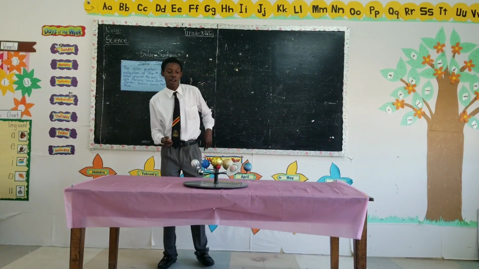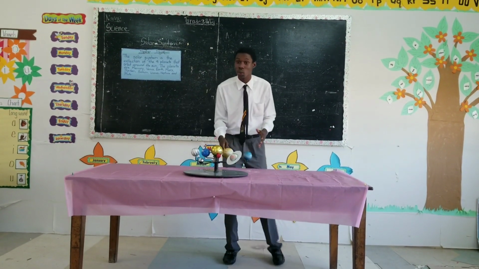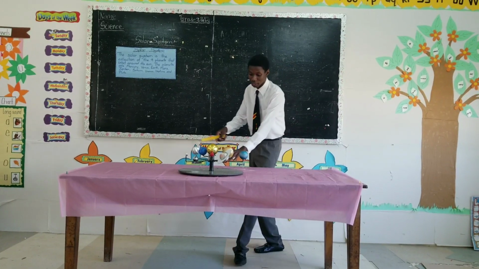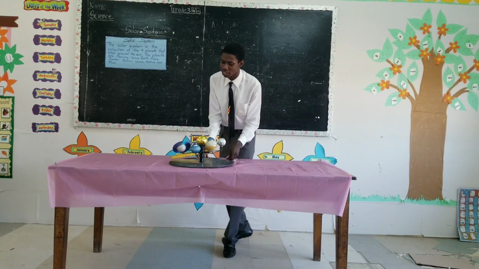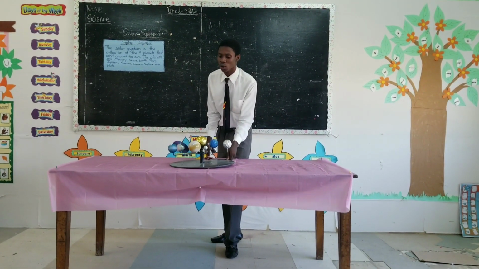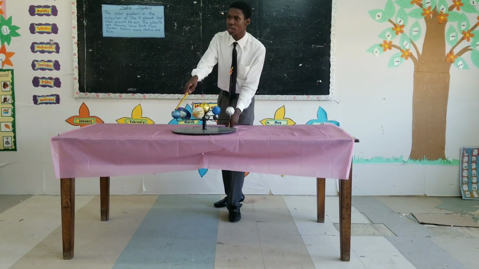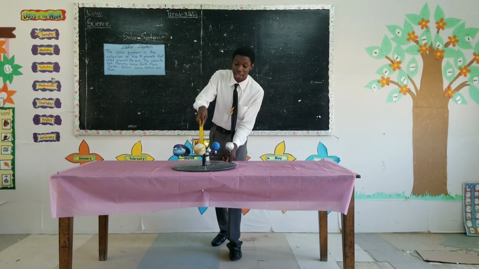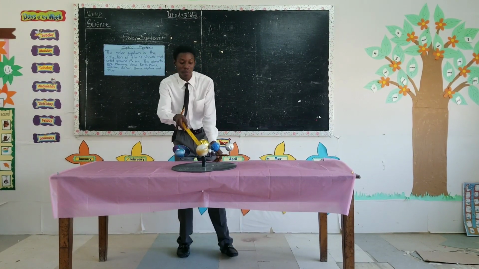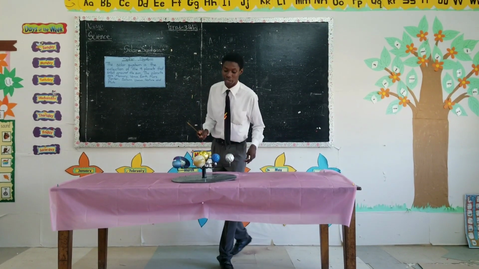Jupiter is the largest planet in the solar system. What is it, class? Can you show me the largest planet here? Which one? This one? Excellent. The name of this planet is Jupiter.